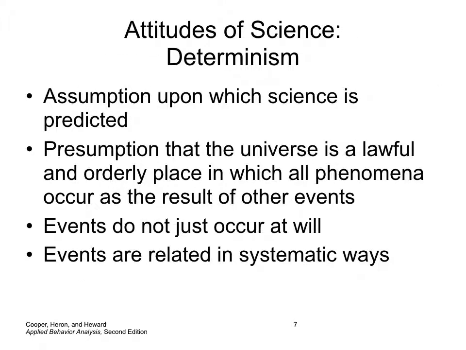Determinism is the attitude upon which science is predicated: the presumption that the universe is a lawful and orderly place in which all phenomena occur as a result of other events. Determinism provides the framework in the field of behavior analysis that all behavior is the result of specifiable conditions, and once identified, these conditions can be used to some extent to determine the future occurrence of behavior.